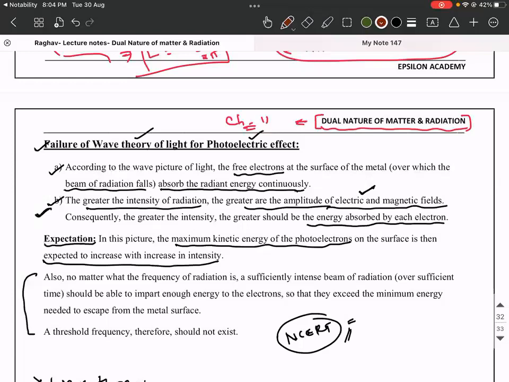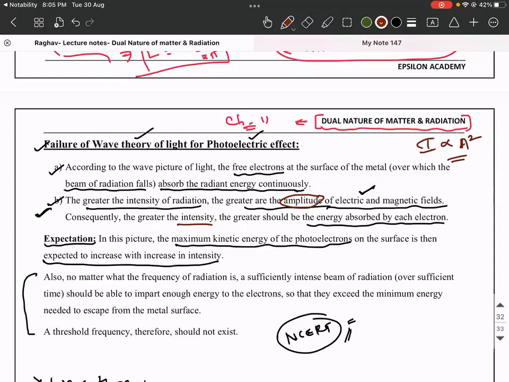Secondly, the greater the intensity of radiation. We know that the intensity is directly proportional to amplitude squared. So the greater the intensity of radiation, what should have happened? The greater the amplitude of the electric and magnetic fields. Consequently, the greater the intensity, the greater should be the energy absorbed by the electron. But what are we saying? It is independent of intensity.